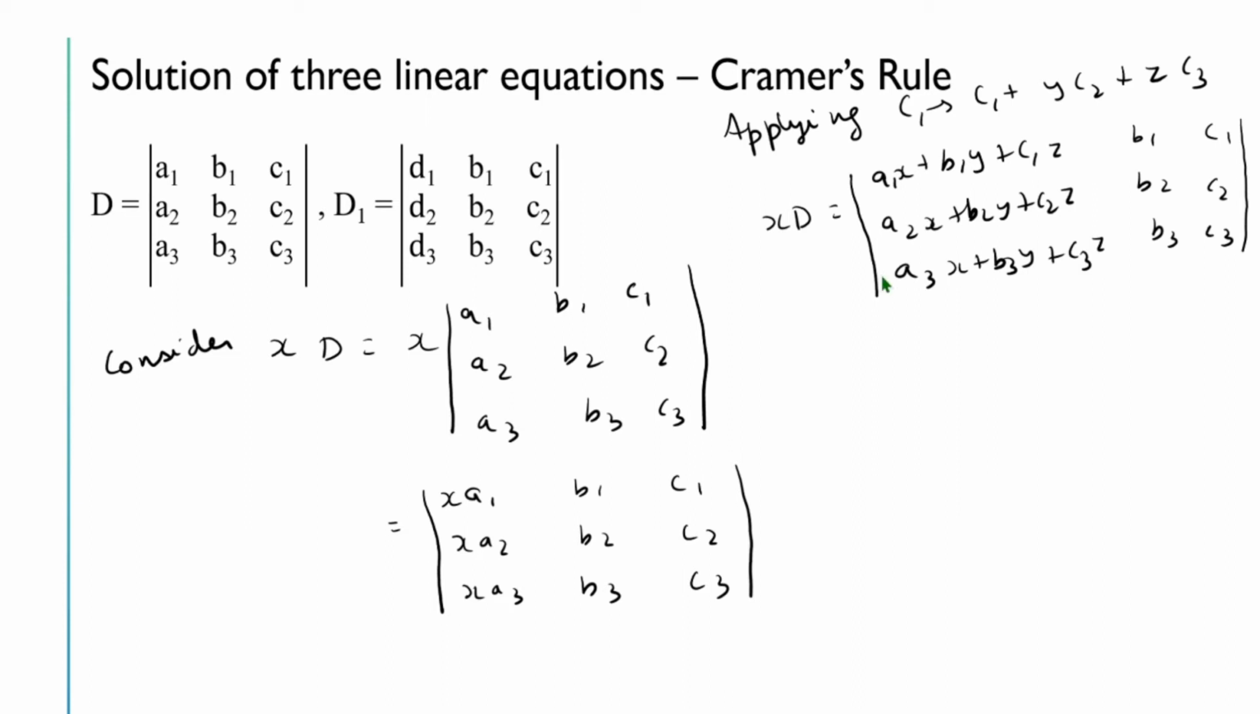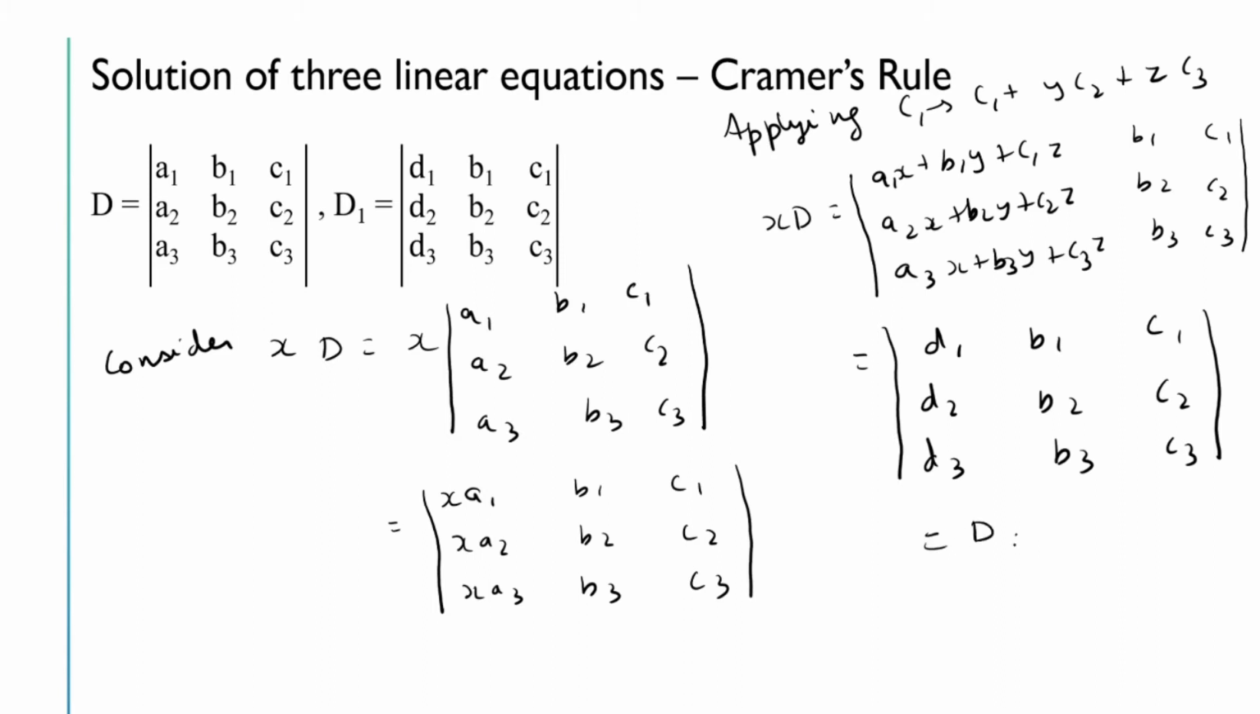So from the given three equations, we can see that a1x plus b1y plus c1z is nothing but d1. Then a2x plus b2y plus c2z is d2. a3x plus b3y plus c3z is d3. Here b1, b2, b3, c1, c2, c3. So this is nothing but the determinant d1.